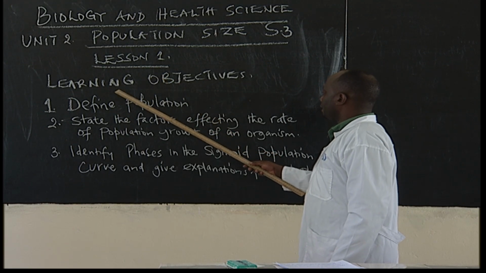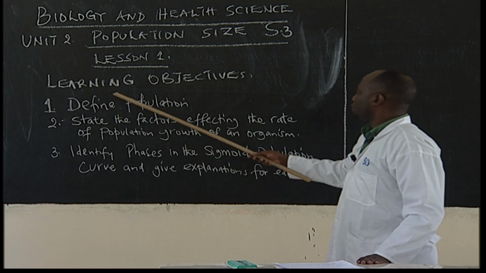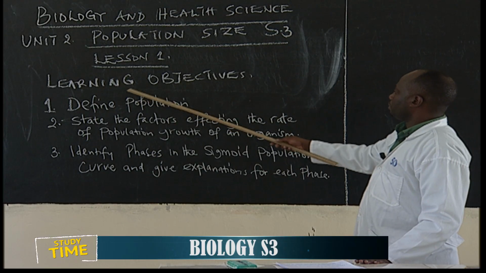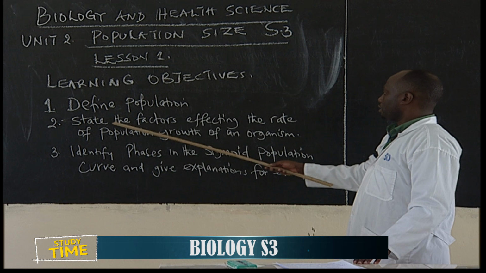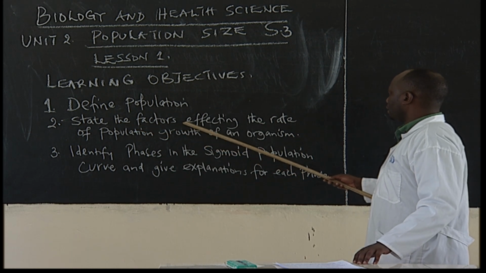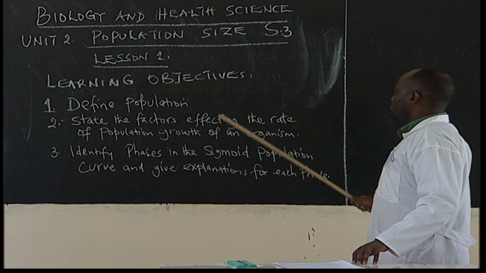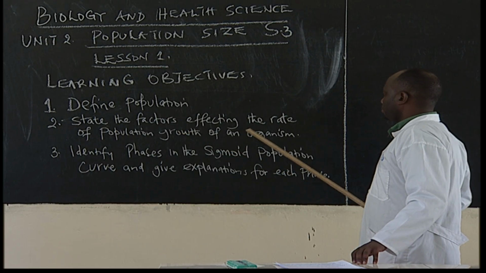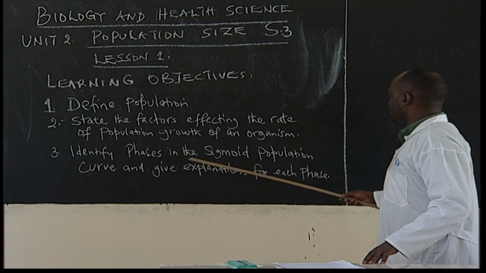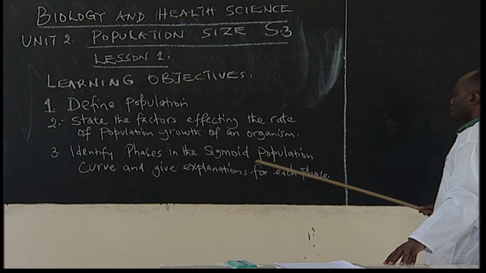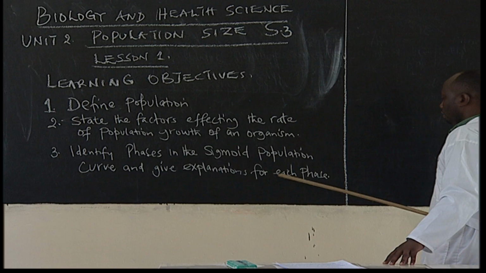In this lesson, we're going to be discussing the learning objectives: to define population, state the factors affecting the rate of population growth of an organism, and also identify the phases in sigmoid population growth curves and give the explanation for each phase.